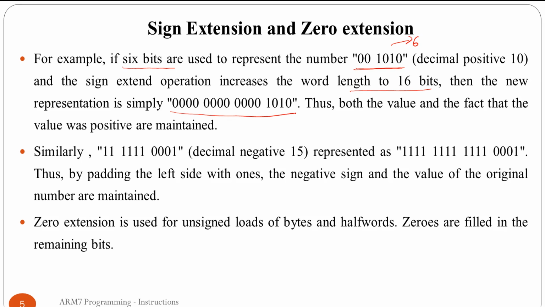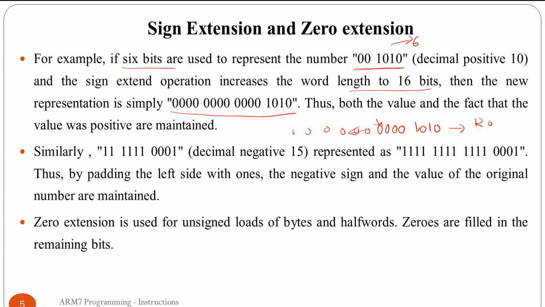For example, we have these 6 bits, or we can take 8 bits, 1010. Now suppose we have to transfer this number into the R0 or R1 register, then we must convert this number into a 32-bit value. So the remaining bits we have to fill. If we use zero extend, then all the remaining bits are filled with 0. If we use sign extend, then depending upon the MSB bit, the remaining bits will be filled.